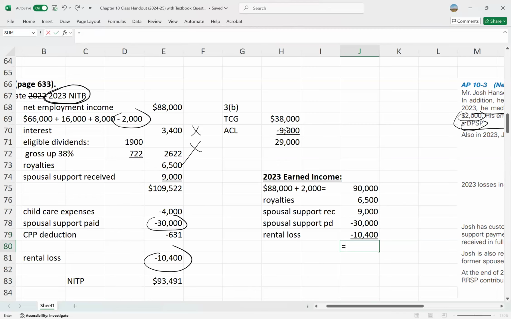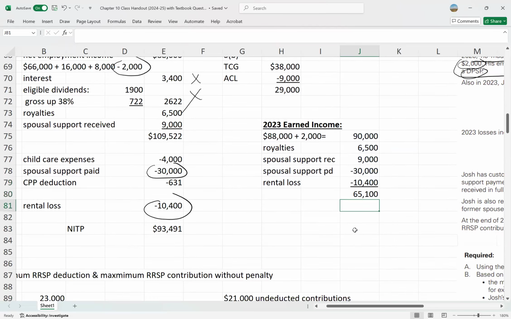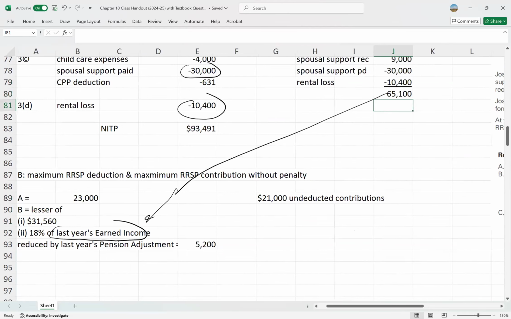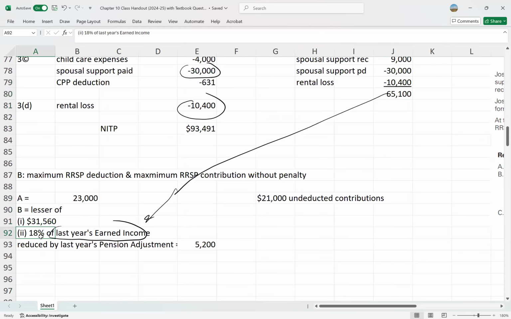So if we quickly add up the earned income for last year, we're going to get 65,100, and that's the number we will use in the calculation for the B amount. So 18% of last year's earned income. Last year's earned income was 65,100. And if we multiply that by 18%, we should get 11,718.